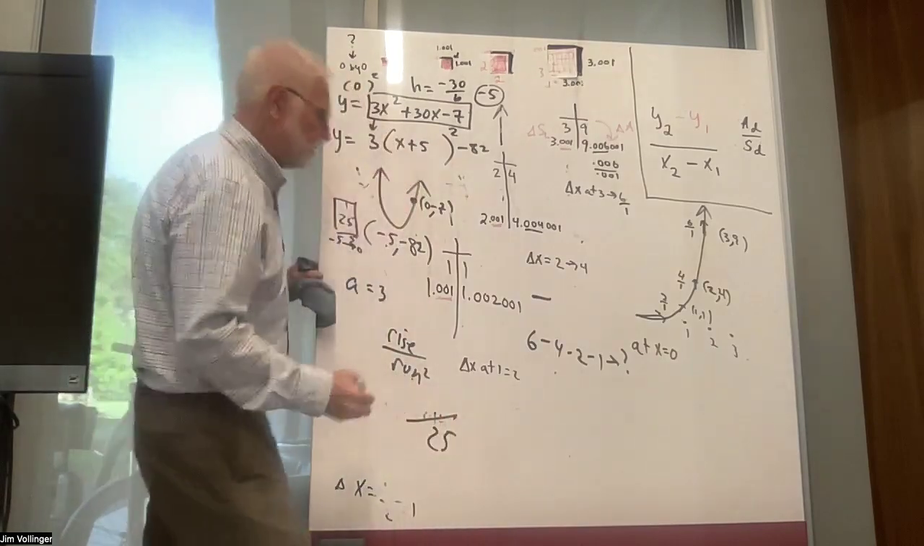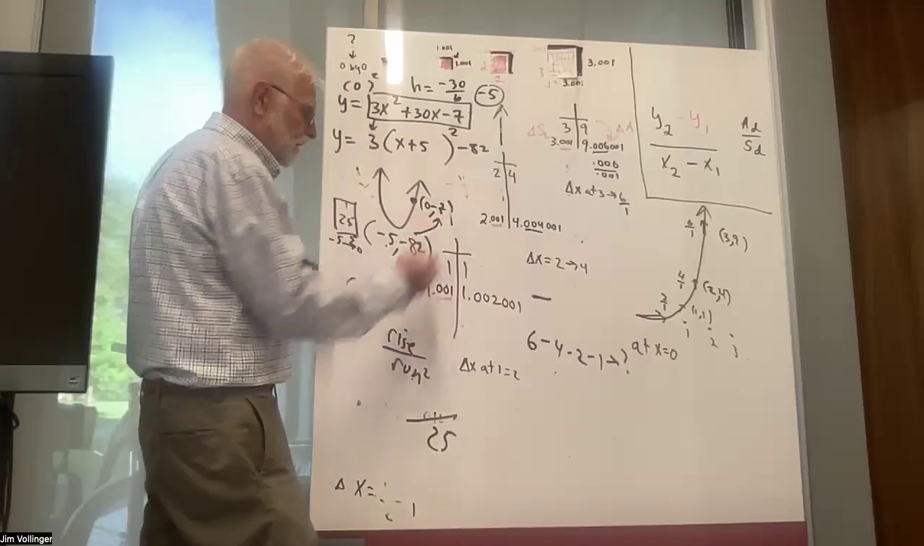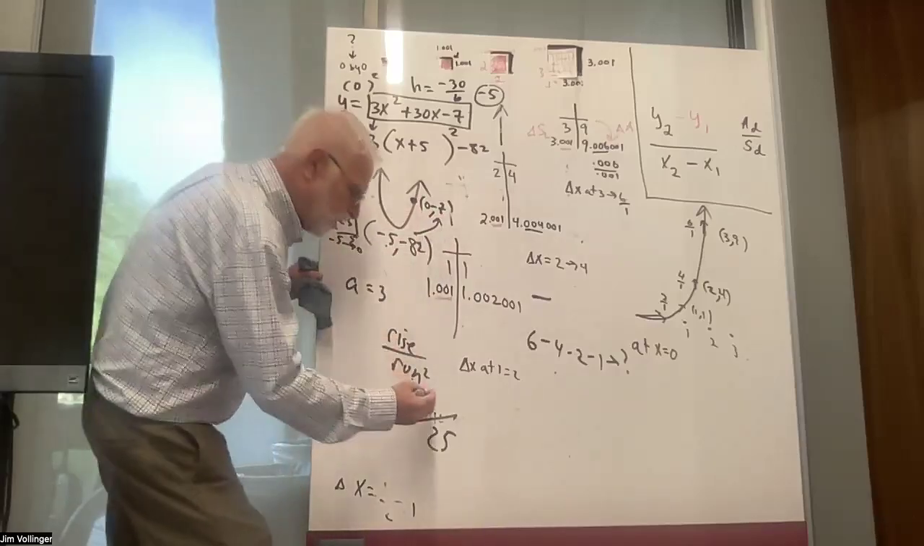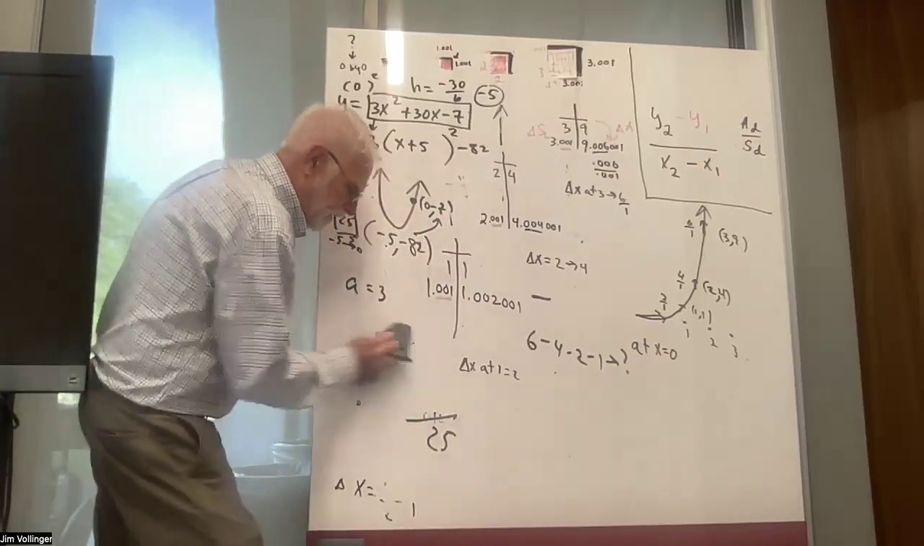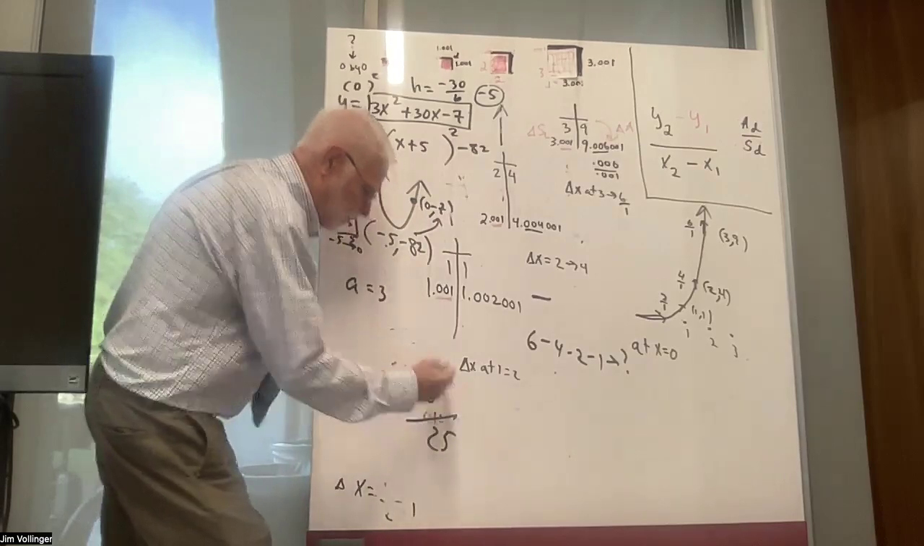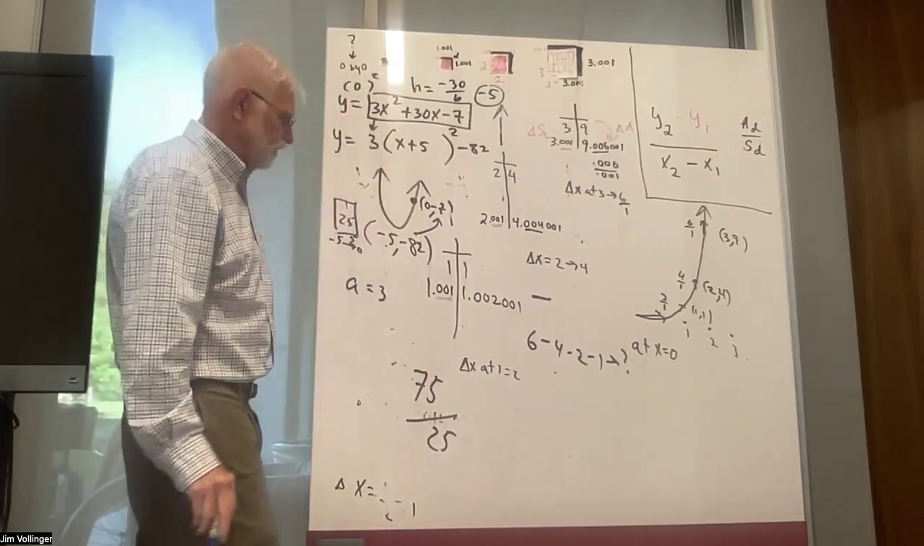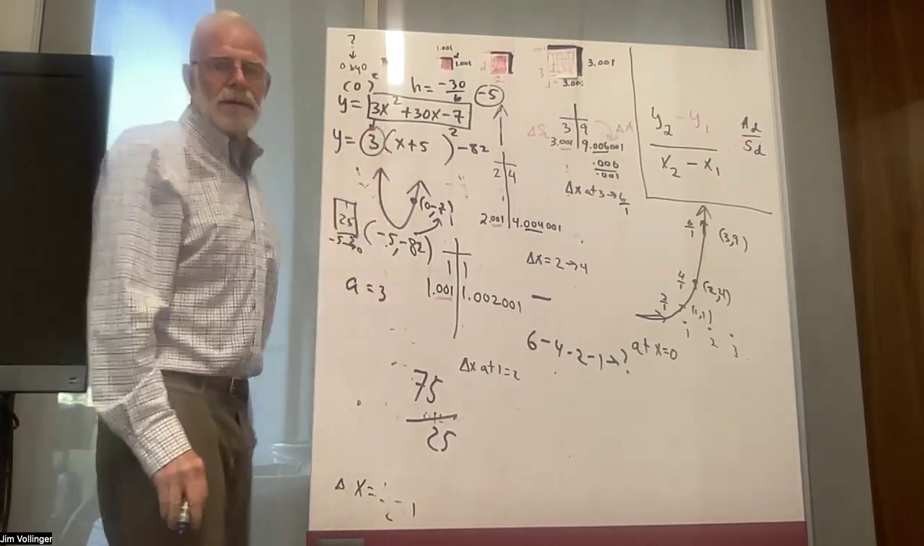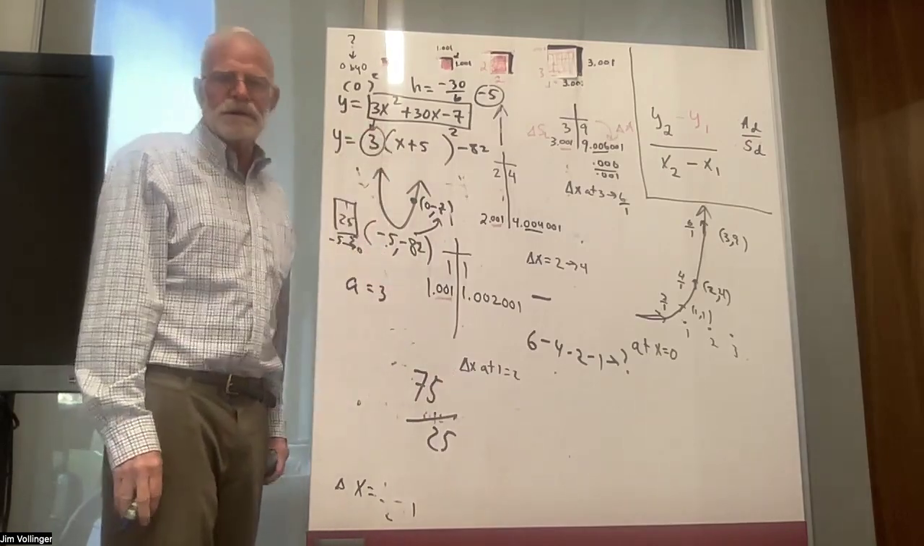Hope you can see that. And what is the change from -82 to -7? I'm going up 75. And what's 75 divided by 25? 3. Must be a coincidence.